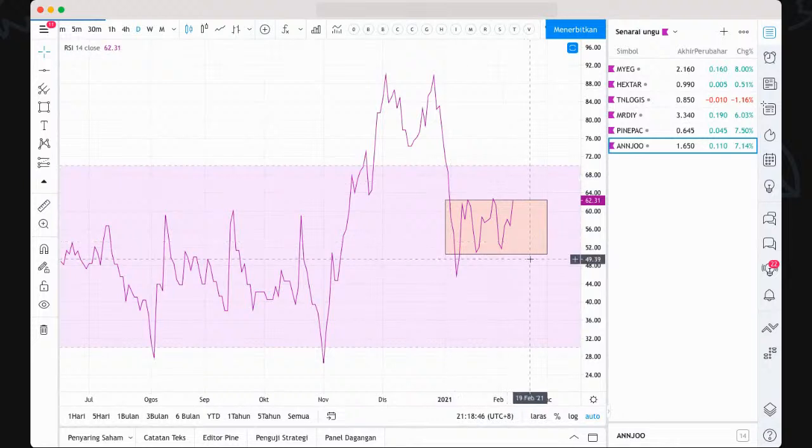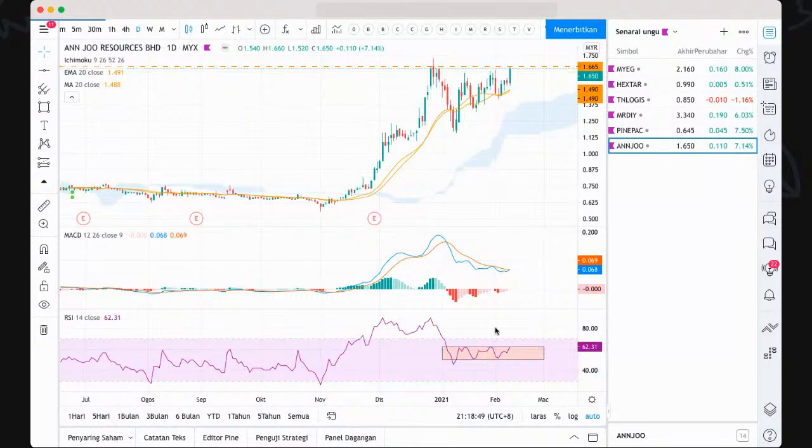So the idea is simple. For this NJU movement, the RSI is ranging in one range, so we want the momentum to be higher than this. And when momentum is higher than this, it gives more potential for the breakout. Okay, so that's about NJU.